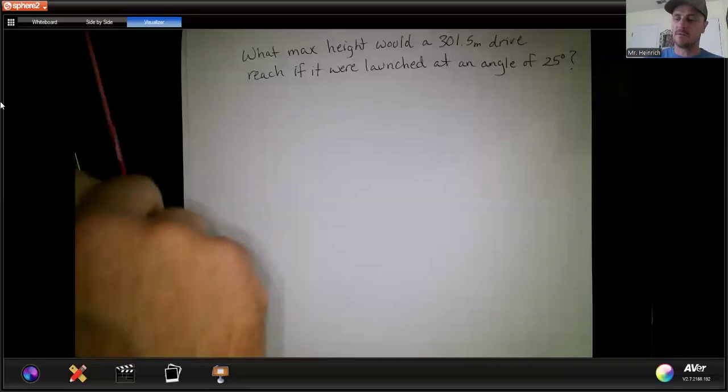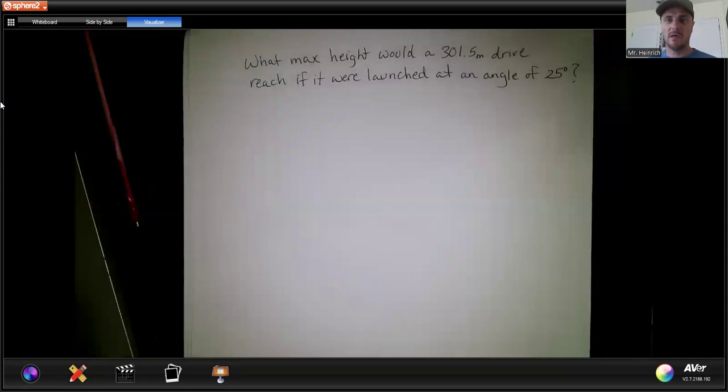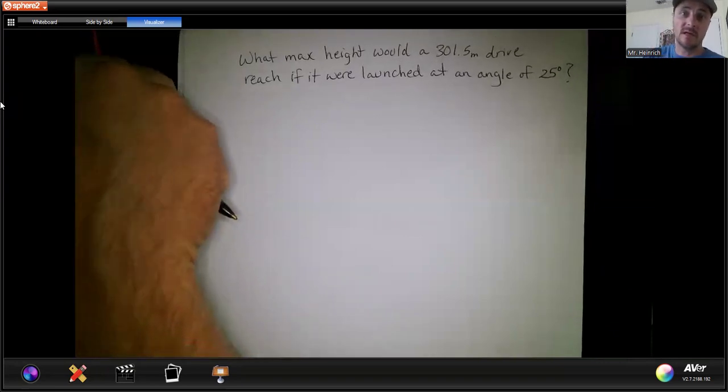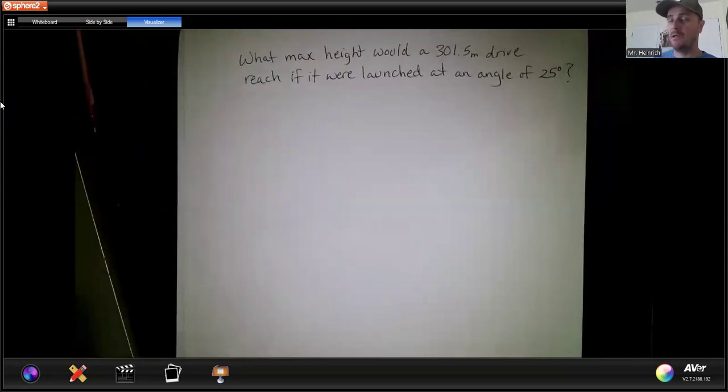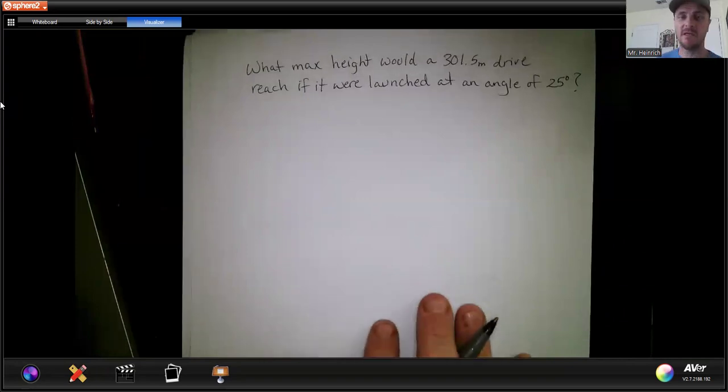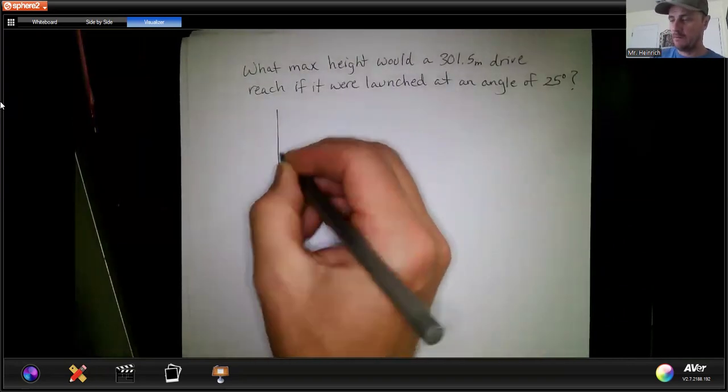Hey, physics students, it's Mr. Heinrich here, and we're looking at one of the projectile motion problems that I assigned you. After looking at this, I realized this is a pretty tough problem, and I didn't think it was until I went to do it. So let's get into it right away.